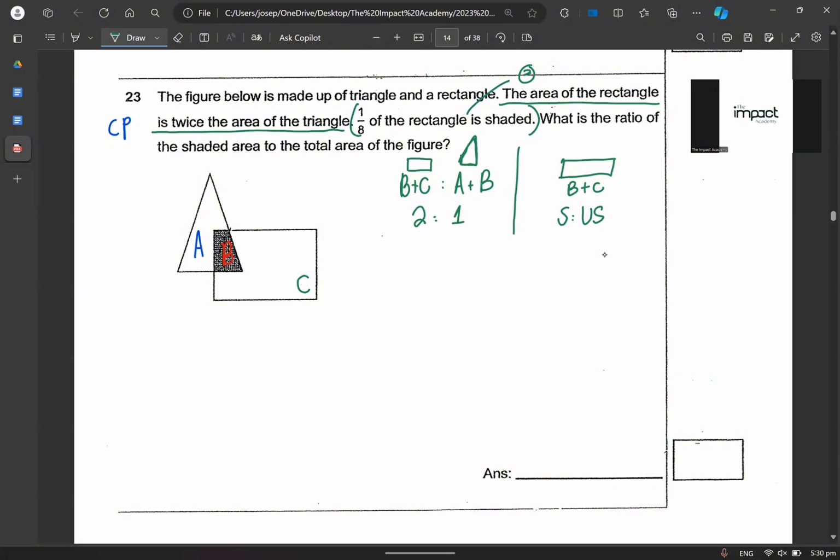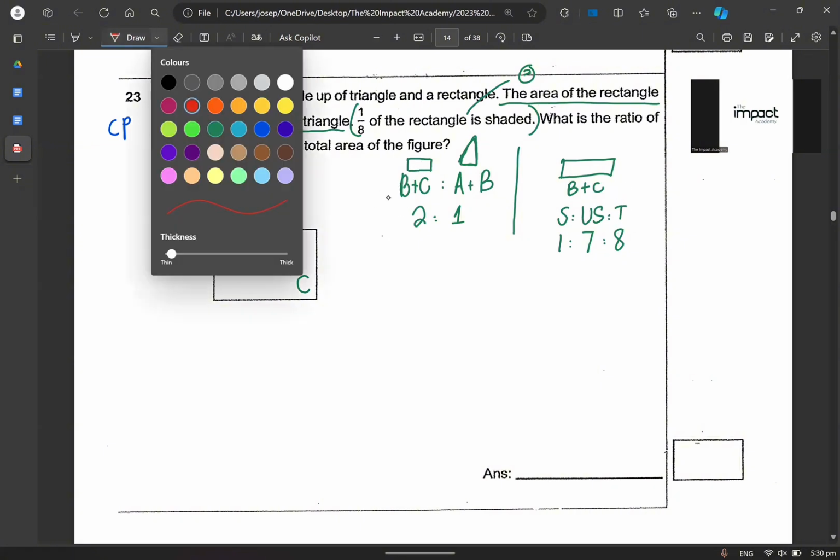What is my shaded? 1. What is my unshaded? 7. True? Because it's 1/8. It's shaded. So then the total is weird, right? How come the total is 8? Can you see B plus C must be the same thing as B plus C on the other side? Do you understand or don't understand?